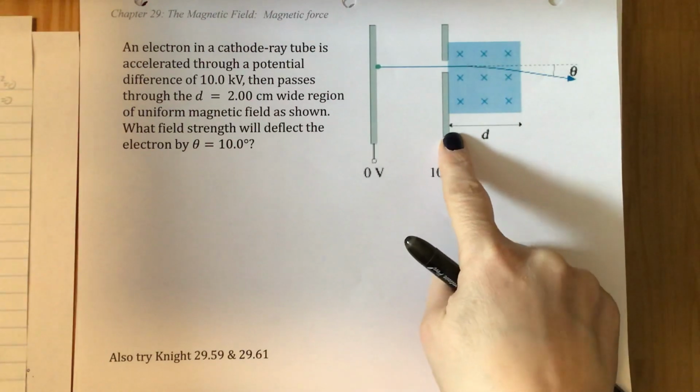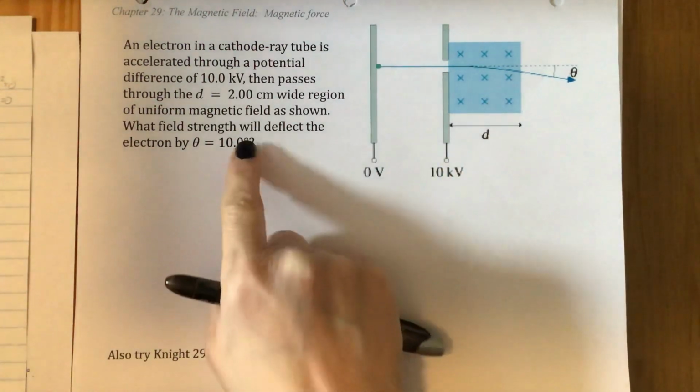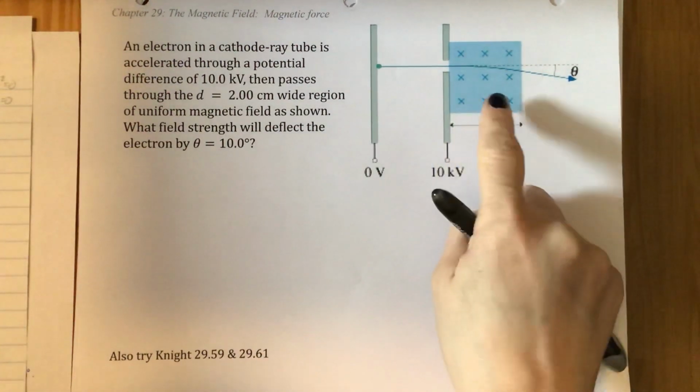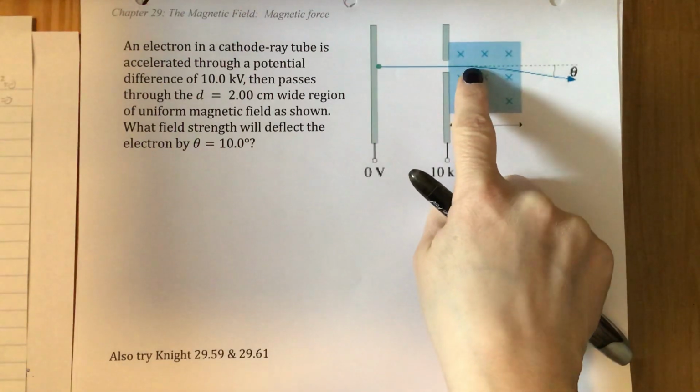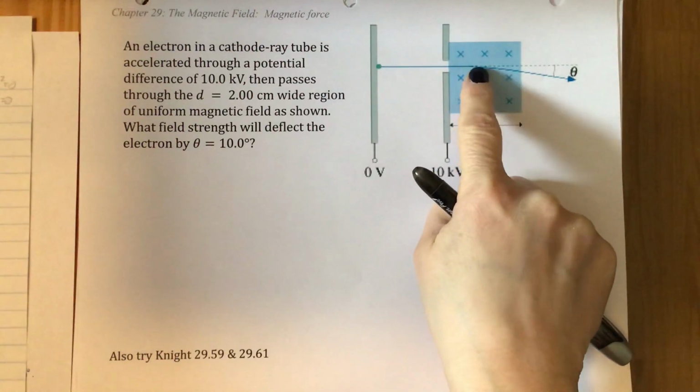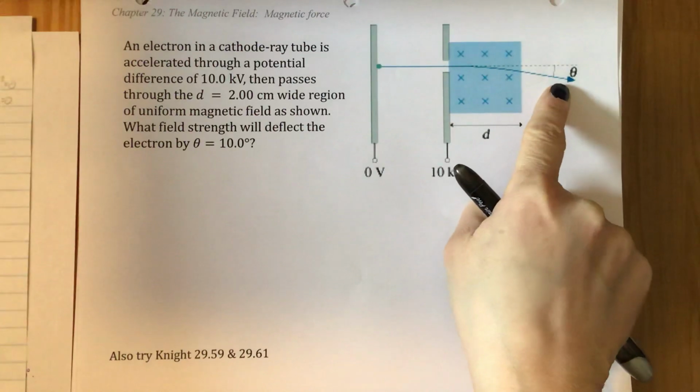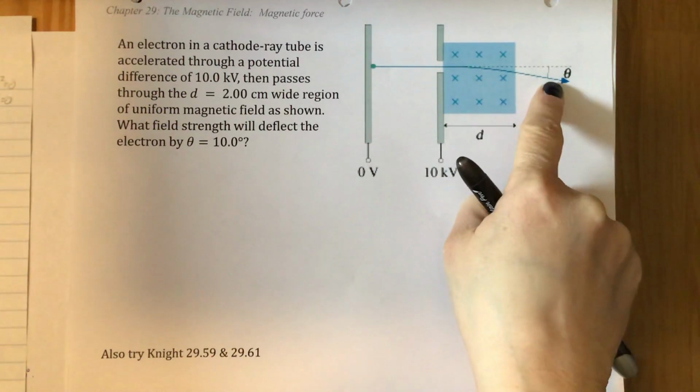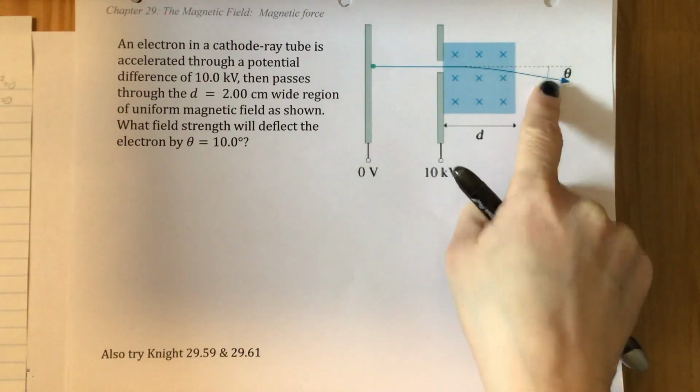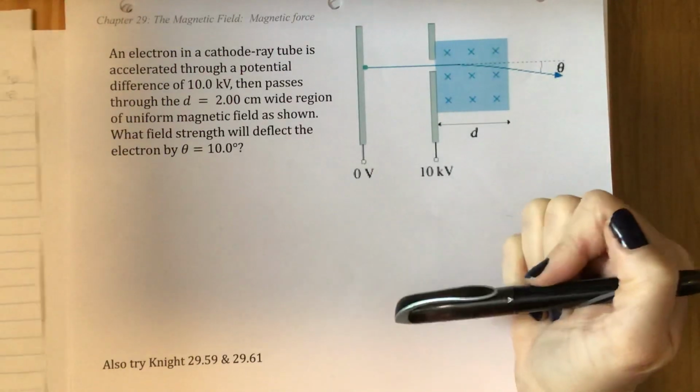And the question is, find out how big is this magnetic field so that the electron deflects down this way, and the amount it deflects by in the end is equal to an angle of 10 degrees. So our strategy here, what we're going to try to do is the electron goes from here to here.